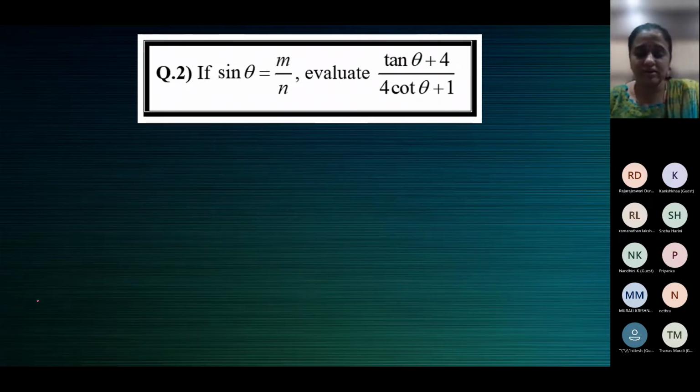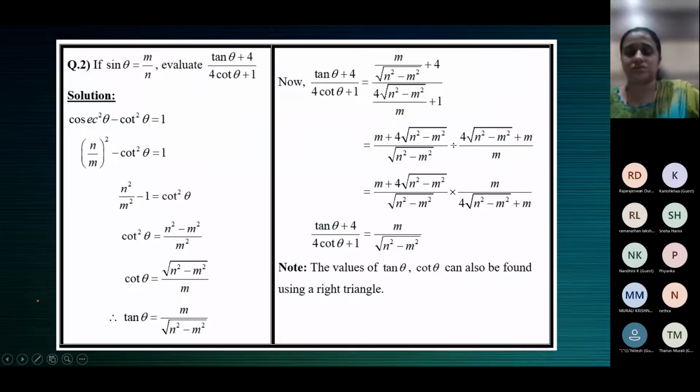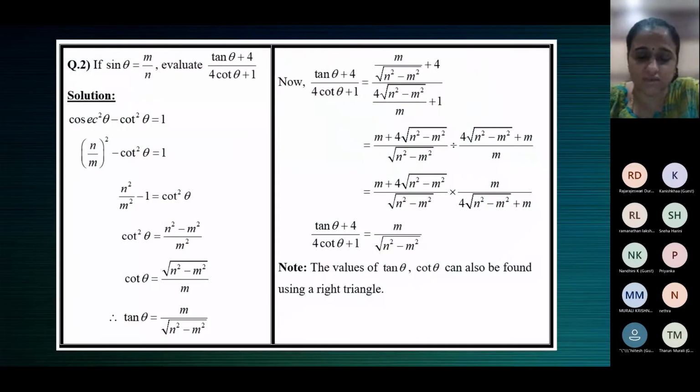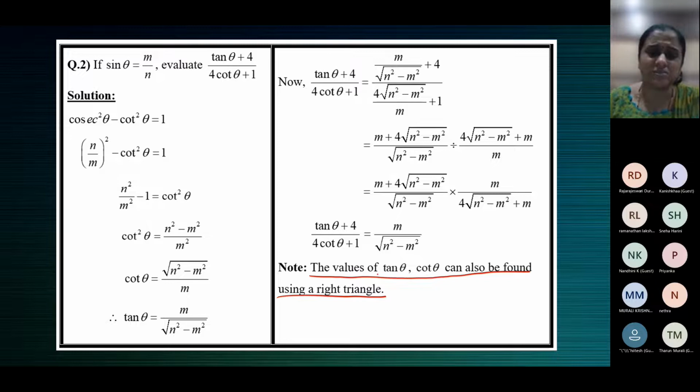Okay. Let me show you the answer slide. See here. I have used an identity. I've given you the note below here: the values of tan theta and cot theta can also be found using a right triangle. Since this is the simplest way of doing it, I always say work in a different method so that children get a different idea. I showed you now using a right triangle. You can find tan theta and cot theta using a right triangle.